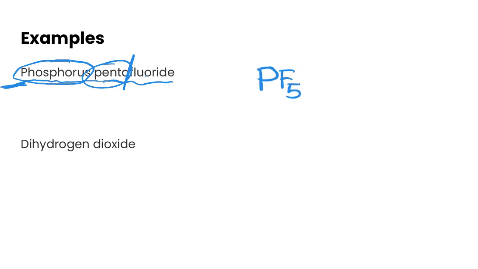If we look at the next one, dihydrogen dioxide, di means 2 and hydrogen, so we have H2. And then again, di means 2 and oxygen, so we have O2. So that's H2O2.